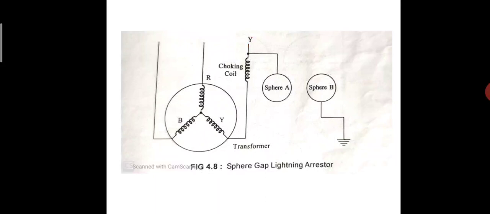See the sphere gap lightning arrester diagram. So R, Y, B, three phases. In phase Y, a choking coil is inserted, leading to two spheres A and B. Sphere A is connected to the line Y and sphere B is connected to earth, and these are across the transformer winding. This is the sphere gap lightning arrester diagram.